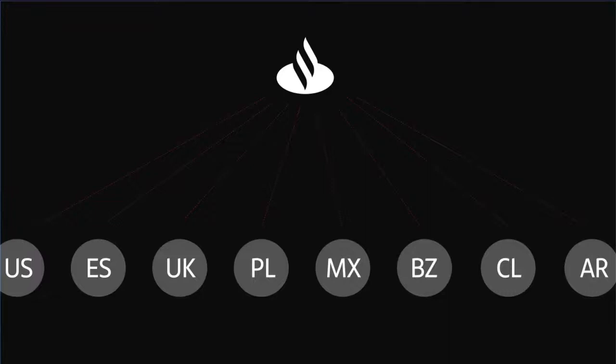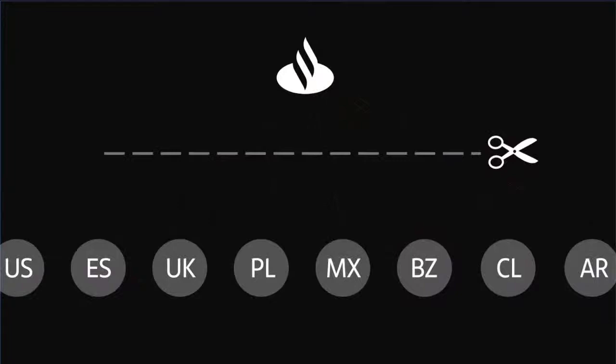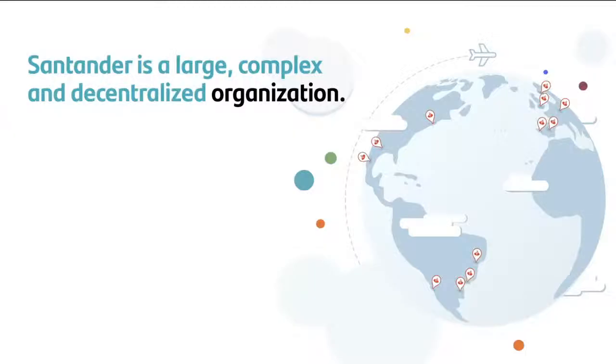But that empire ended, and we moved into what I call the feudal lords' time. The link between the headquarters and the countries was cut, and each of the countries became responsible for deciding the roadmap, their features, and of course also the visual appearance of the digital products. And well, we became a large, complex, and decentralized organization.